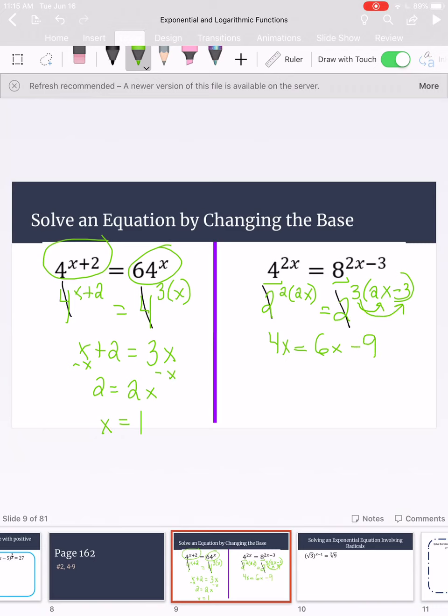So from here I'll collect like terms. I'm going to subtract this 6x over. 4x minus 6x is negative 2x. And then I'll divide by negative 2, and I end up with positive 9 over 2.